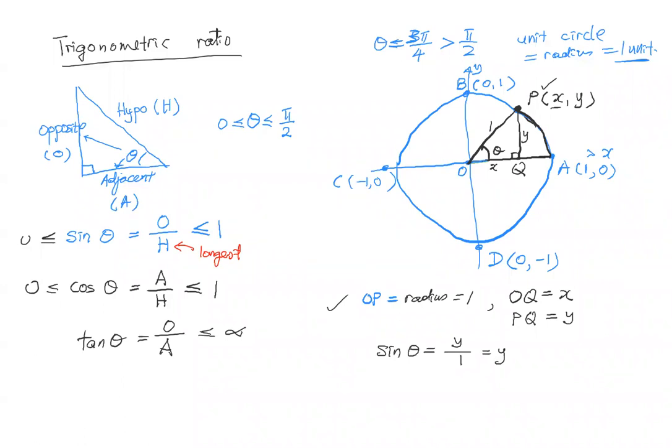So in a unit circle, the y coordinate represents sin of an angle. How about cos then? Cos theta. So x coordinate represents cos of an angle. Am I right?